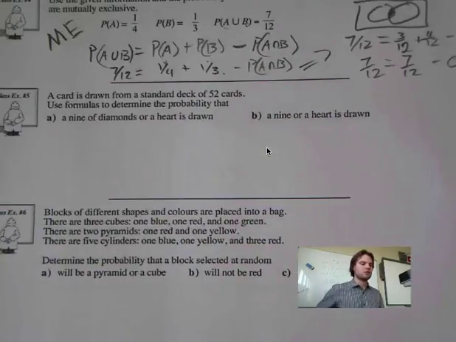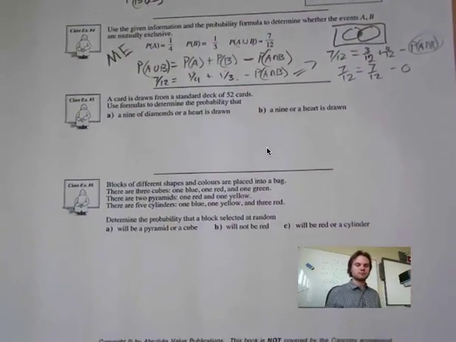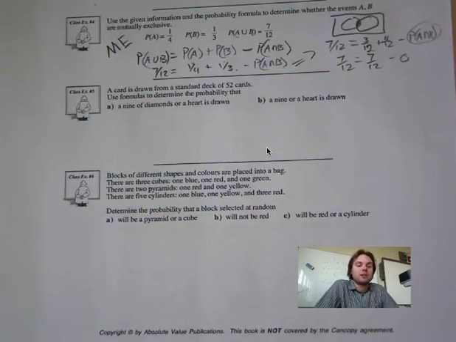Okay, I'll just zoom out so you can see that question. The next question says, a card is drawn from a standard deck of 52 cards. Use the formula to determine the probability that a 9 of diamonds or hearts is drawn. Okay, so we're looking at a 9 of diamonds or hearts.